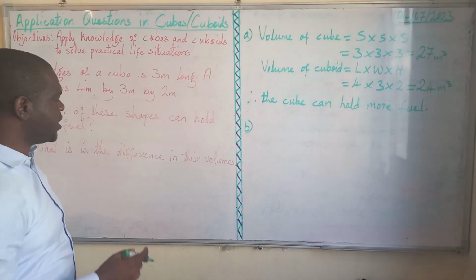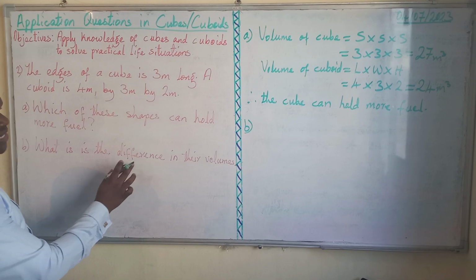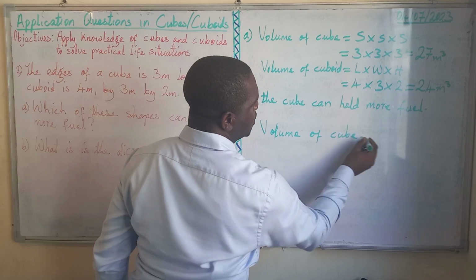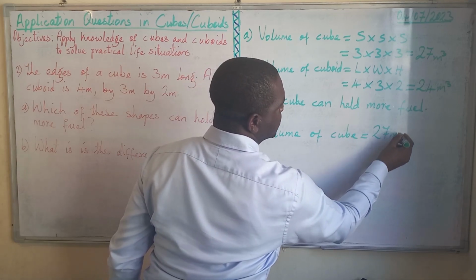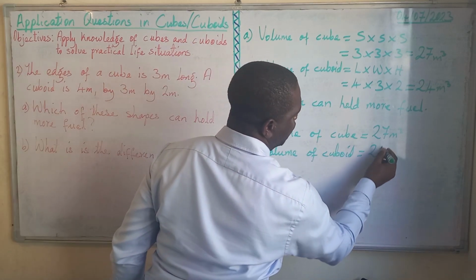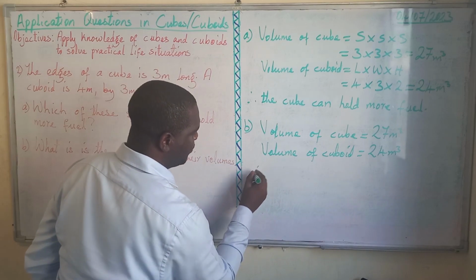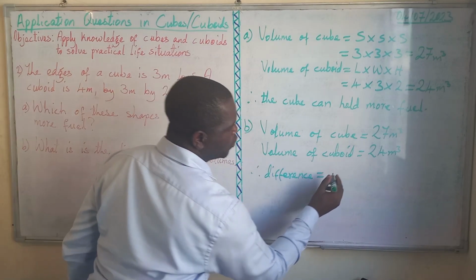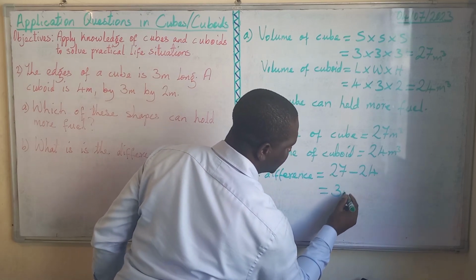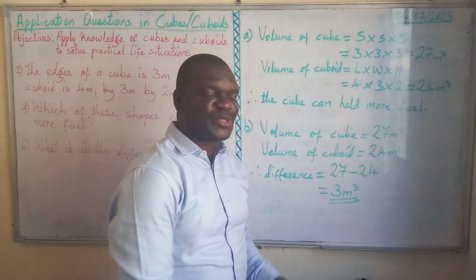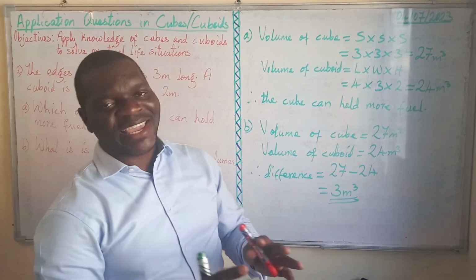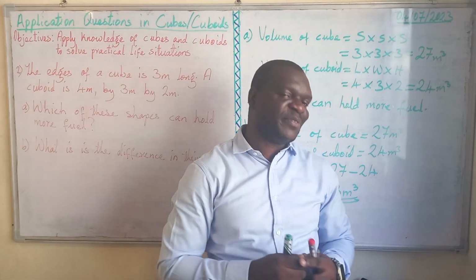B, let's move to the second question. What is the difference in their volumes? Volume of cube is 27 meters cube and volume of cuboid is 24 meters cube. Therefore, difference will be equal to 27 minus 24, which is equal to 3 meters cube. This is what you can do to solve this problem, and as simple as it is, never get scared by the nature of the question.